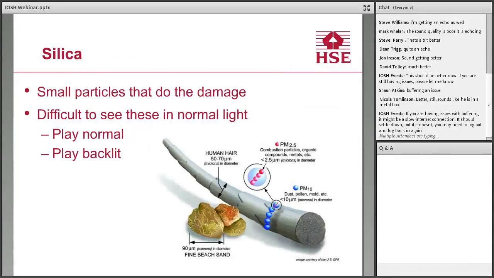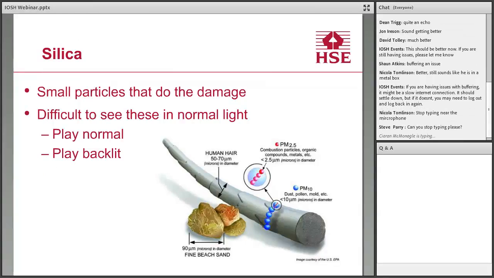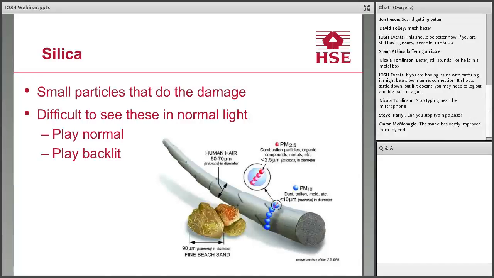These small particles do the damage because they get lodged in the lungs, and they're so small. When we come on to talk about masks and things like that later on, you can't always see them in normal light conditions. So if you see the picture of the beach sand and the hair, with the superimposed really, really small dots in blue, that's the kind of size of things we're talking about.